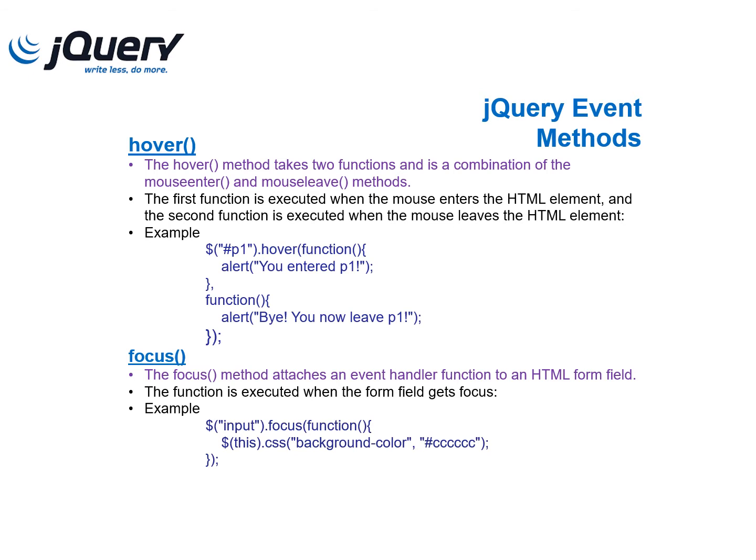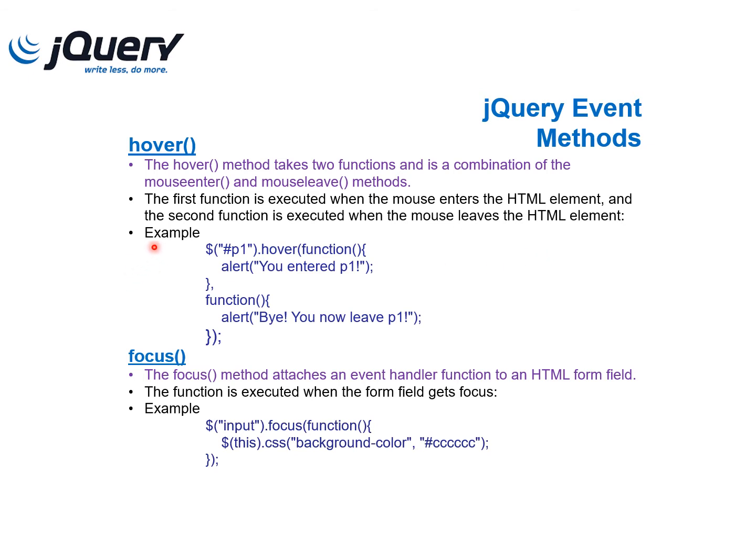The first function is executed when the mouse enters the HTML element, and the second function is executed when the mouse leaves the HTML element. So mouseenter will happen when the mouse enters the particular HTML component, and mouseleave happens when the mouse is moved away from that particular element.